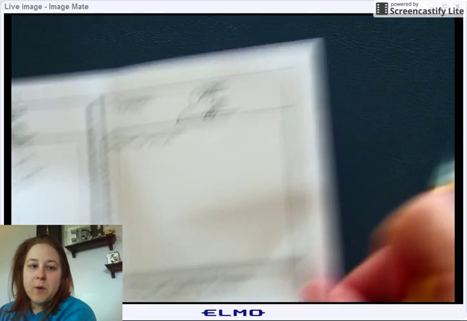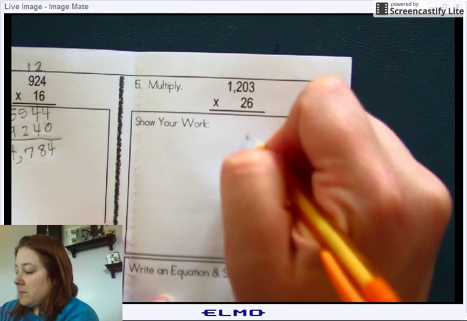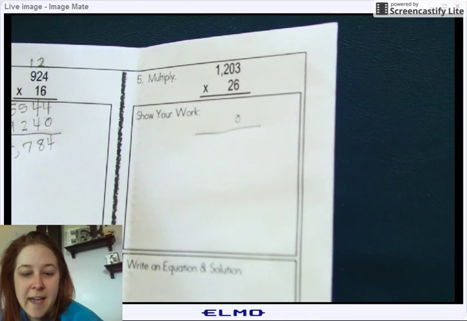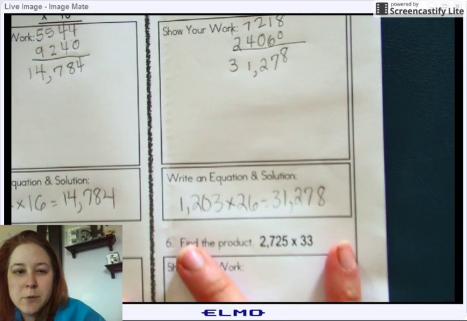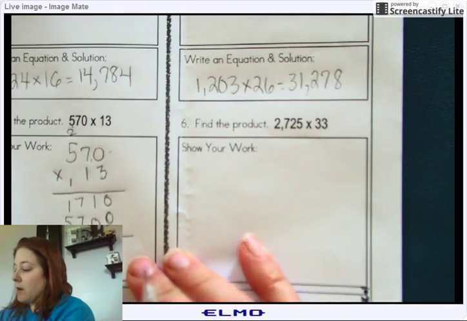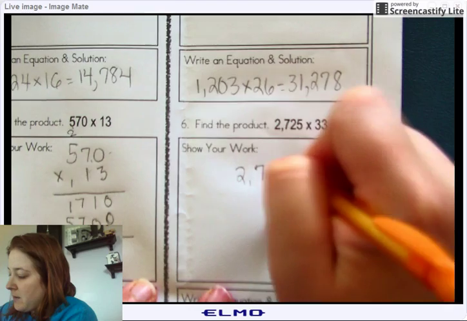Okay, going to this side flap, you're going to do the exact same thing. Just going to work it right there. So take a moment and solve that. And what you should have gotten for this one is 31,278. So same thing here for question number 6.